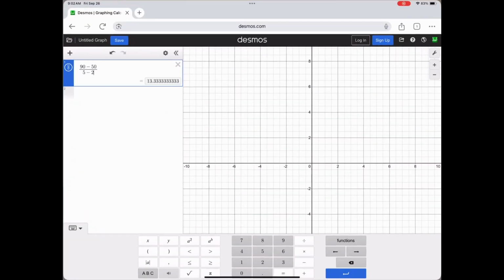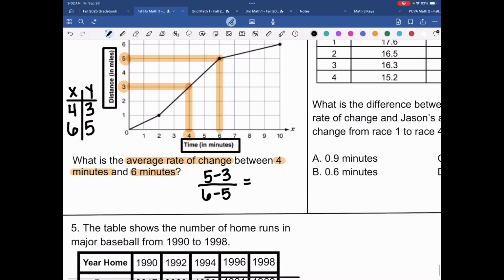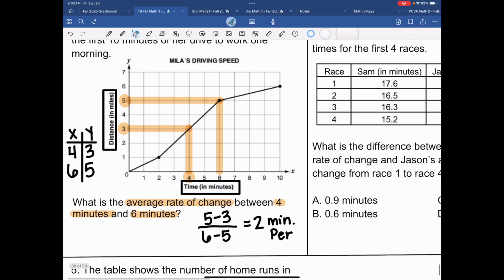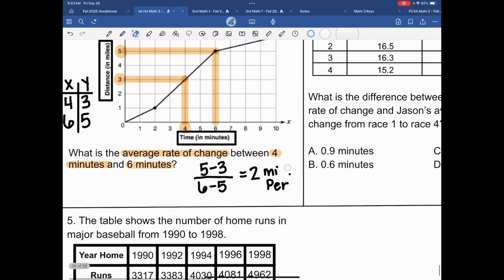And if we put this in Desmos, again, 5 minus 3, we get 2. So it looks like she was able to go about 2 minutes per, I'm saying that backwards because it should be y and then the x. So she was able to go 2 miles per minute.